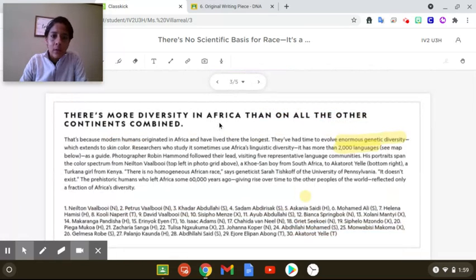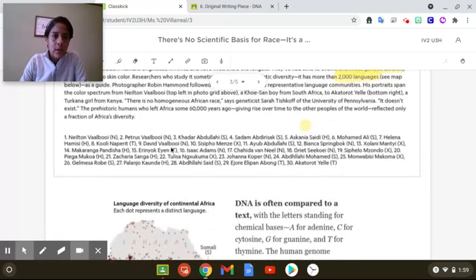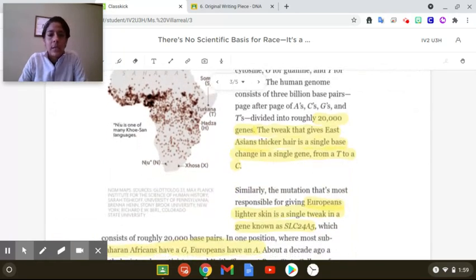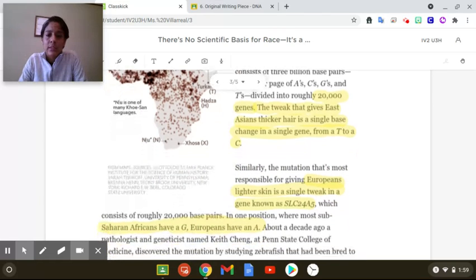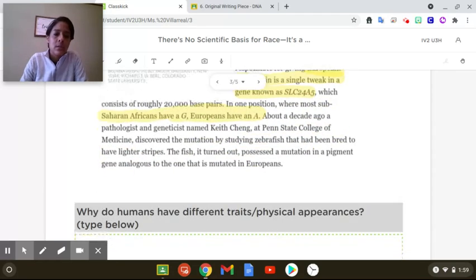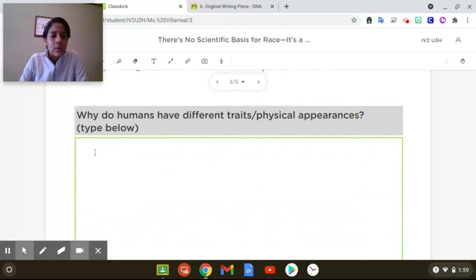Slide 3 talks about how those traits are encoded in DNA. The human genome has roughly 20,000 genes, and each mutation leads to a difference in physical and functional appearance between humans. So you'll answer the question after reading, why do humans have different traits, like physical appearances?